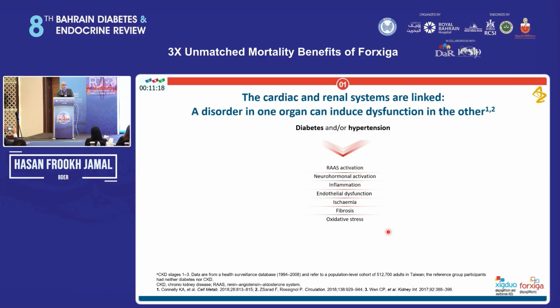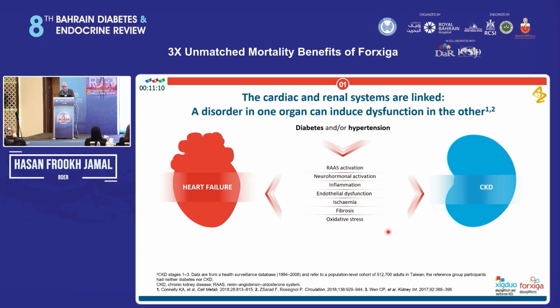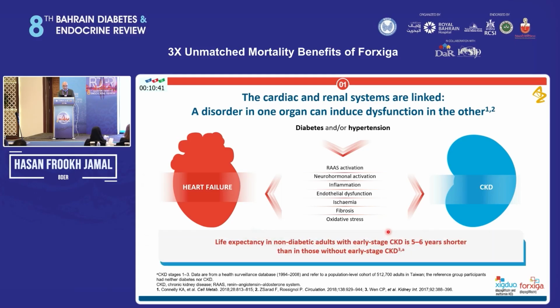The cardiac and renal systems are linked together. As we know, we have the cardiac, the renal, and also type 2 diabetes added onto these patients, making the CKM, or cardio-kidney-metabolic syndrome, in which each organ leads to the other. Damage to the heart will lead to damage to the kidney, and vice versa, damage to the kidney will lead again to damage to the heart. So we need to protect the kidney to prevent cardiac complications, and of course treat cardiac patients to prevent renal complications. The life expectancy of a diabetic adult with early stage CKD is 5 to 6 years shorter than those without early stage kidney disease. So with early stage kidney disease, you will have a shorter life expectancy than normal.